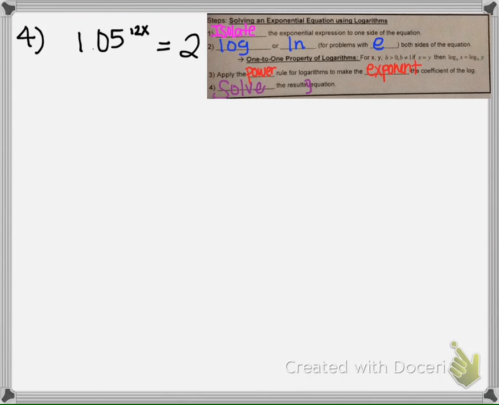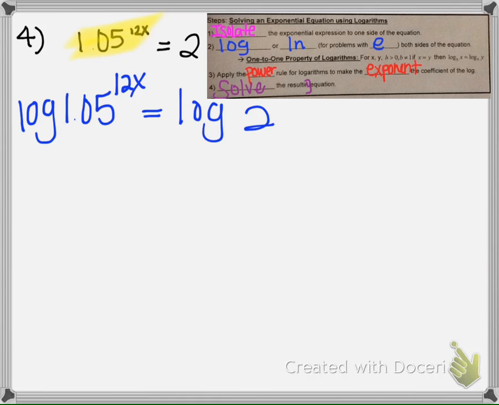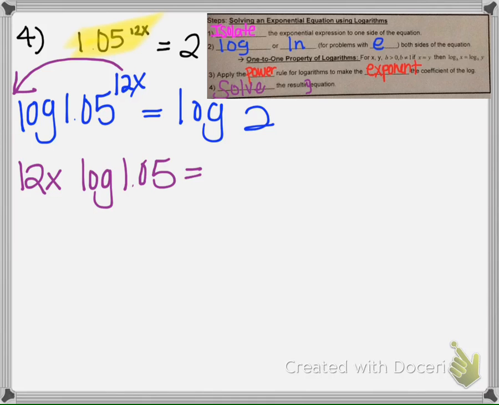All right, example 4. The first step, we're going to isolate the exponential, which it already is. So step 2, we're going to go ahead and log both sides. Step 3, we're going to apply the power rule, so we're going to bring this to the front. Step 4, we're going to go ahead and solve the resulting equation. Now we're trying to get this x by itself.